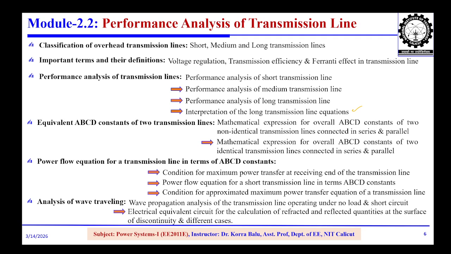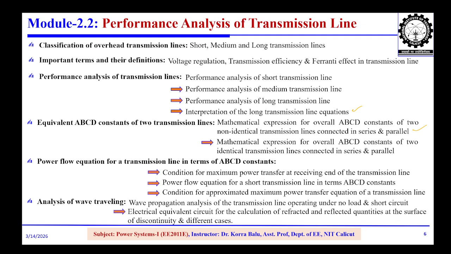Then we'll calculate the equivalent ABCD parameter of the 2 transmission lines. So when 2 transmission lines are connected in series and when 2 transmission lines are connected in parallel. So we will see the different ABCD parameters when 2 transmission lines are connected in the different series and parallel combinations.